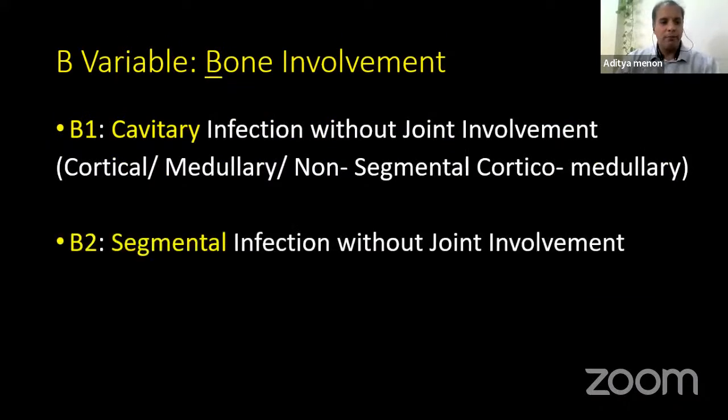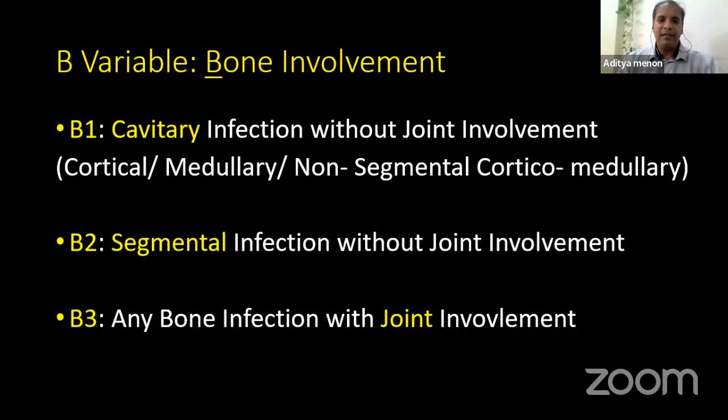B has B1, B2, and B3. Now B1 is a cavitary infection without joint involvement. It could be cortical, it could be medullary, or a non-segmental corticomedullary. So if you correlate this with the Cierny-Mader classification, then types 1, 2, and 3 would fall in B1, whereas B2 is a segmental infection. That means the axial stability is involved, and this would be a type 4 Cierny-Mader. So an infected non-union would fall into B2. But B1 and B2 do not involve the joint. The minute the osteomyelitis involves the joint as well, they say this is type 3 because it involves the articular cartilage. So the prognosis becomes even worse.